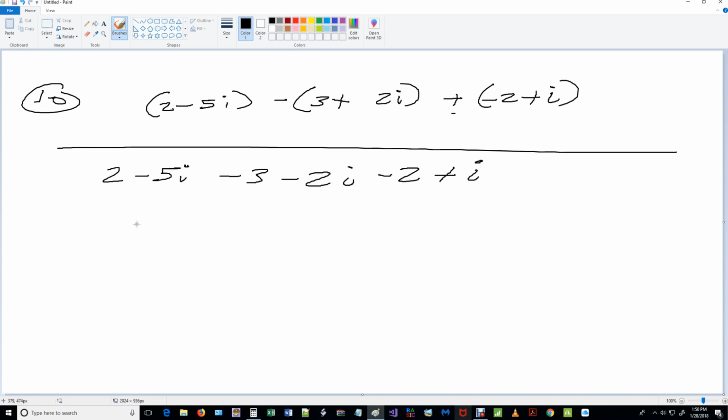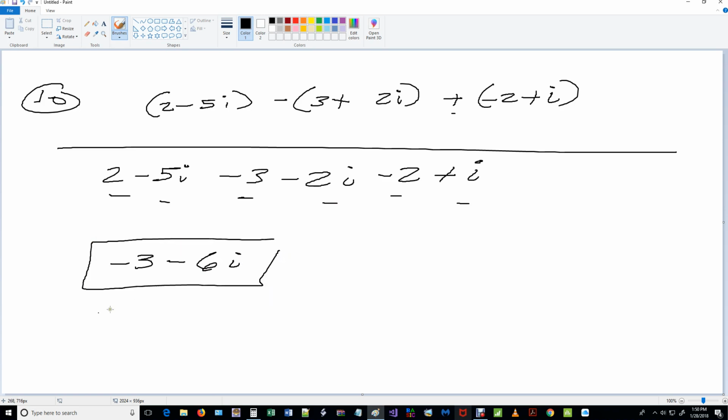Now you combine the numbers. 2 minus 3 minus 2 gives you minus 3, right? Because 2 minus 3 is minus 1, minus 1 minus 2 is minus 3. And then the i's: minus 5i minus 2i, if you go from left to right, is minus 7i, minus 7i plus 1i is minus 6i, and this is the answer.